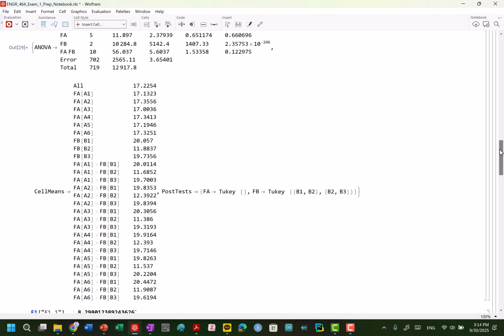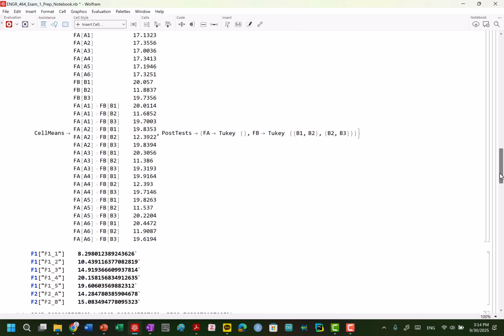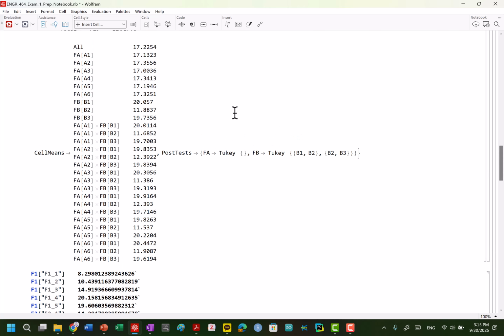We're also told for A, there are no statistically significant differences, so we can pick any value to maximize our outcome. For B, 2 is different from 1, and 2 is different from 3. So if I'm looking at these averages here, I can pick B1 or B3. Those are statistically the same. So I have to choose B1 or B3. Fantastic, and that will maximize my outcome.